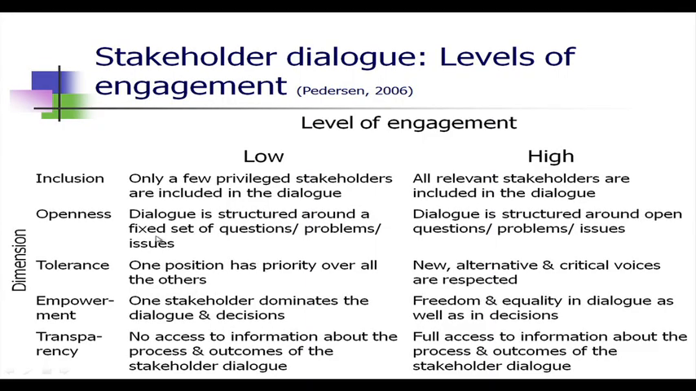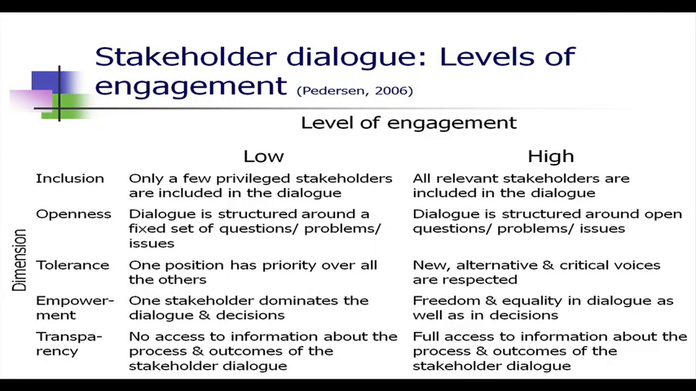In low level of engagement, on the attribute of transparency, there is no access to information about the process and outcomes of the stakeholder dialogue. Yes, you come, you discuss, you are not told where it's going to lead. Whereas in high level of stakeholder engagement, there is full access to information about the process and the outcomes of stakeholder dialogue. So the information is transparent, the proceedings of the dialogue are transparent, and everybody can see what went on and how it was discussed.